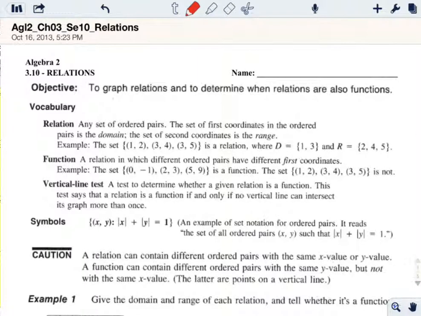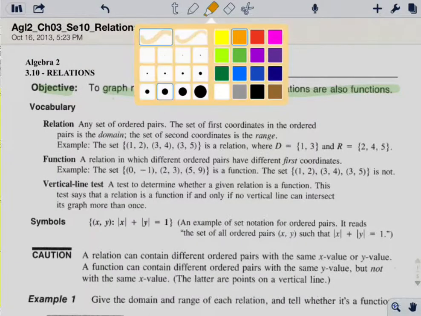This is your lesson for Chapter 3, Section 10. It's about relations. Okay, the objective is listed here. It's to graph relations and determine whether relations are functions. So first thing we need to do is define what is a relation.